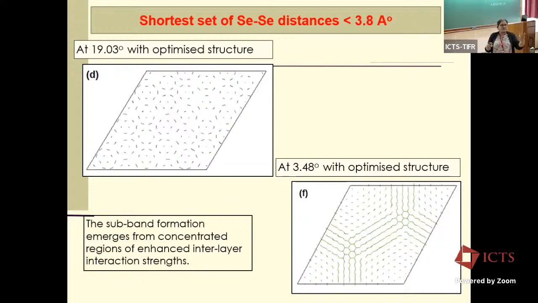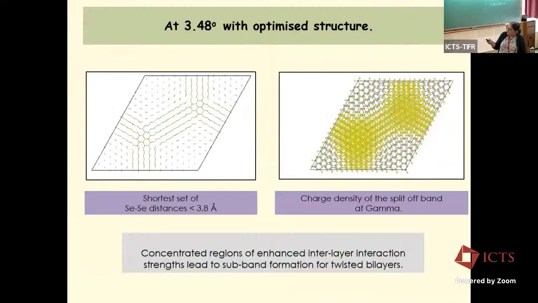And as you saw, the flat band was separating out at gamma, and so it's the interlayer hopping interactions which are responsible for the flat band emerging out. Indeed, when you looked at the charge density associated with the flat band, it's localized in this region where you have these interlayer distances less than this, indeed suggesting that it's the interlayer hopping interactions which are responsible for this band separating out.